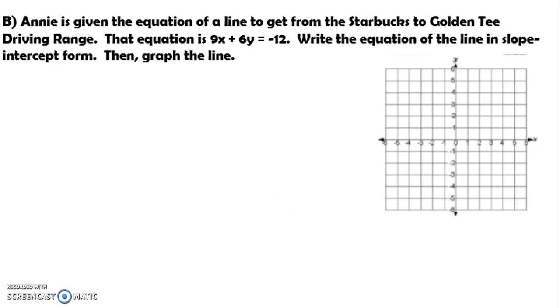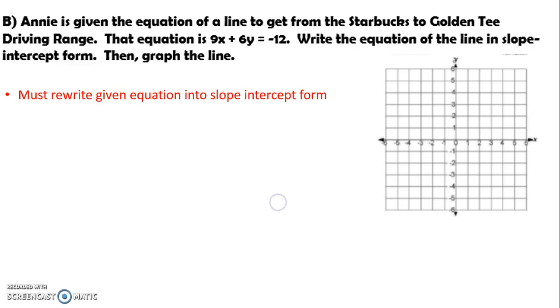Part B of Open Response Practice number 1 says Annie is given the equation of a line to get from Starbucks to the Golden Tee driving range. That equation is 9x plus 6y equals -12. Write the equation of the line in slope-intercept form, then graph the line. So we are asking you to do 2 things here. The first thing is to write the equation of the line in slope-intercept form.